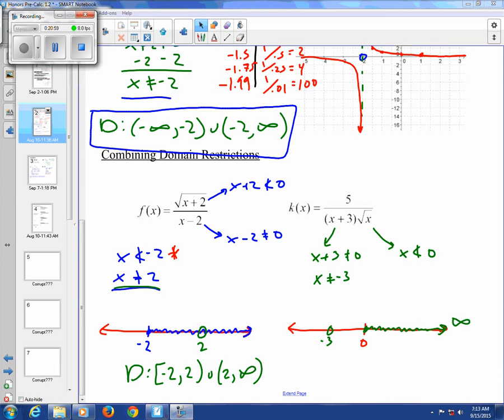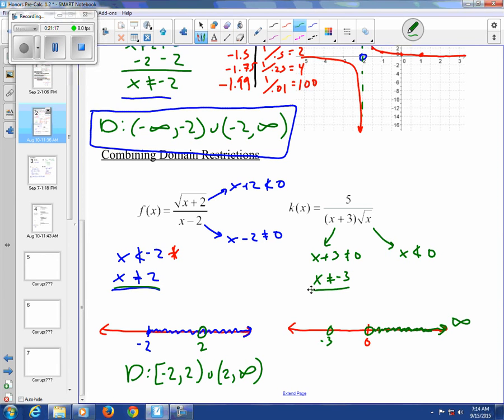Okay, so when I look at this second function, I've got a couple things to worry about right here. When I look at the two factors in my denominator, I've got x plus 3, so x plus 3 cannot equal 0, so we know x cannot equal -3. Right here, I've got the square root in my denominator. I know I can't have a negative under an even root, so x cannot be less than 0, but because this factor is in the denominator, x also can't equal 0, right? Because if we get 0 right here, that's going to multiply this factor and give us 0 in the denominator.